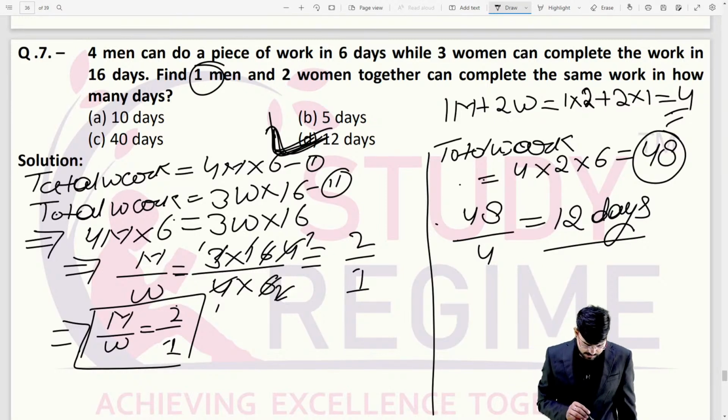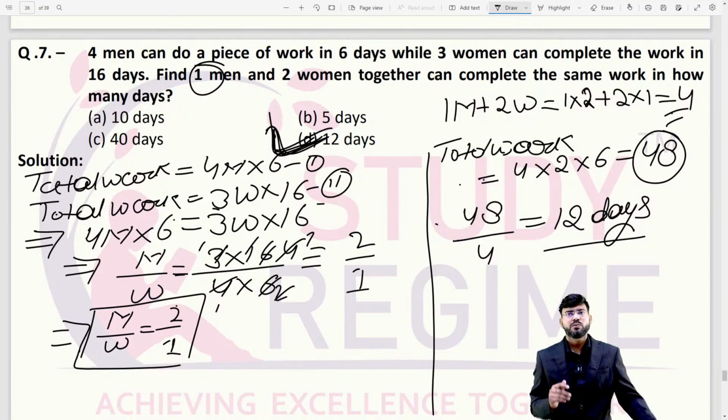Okay, I will revise this. See, 4 men can do a piece of work in 6 days, so 4 men into 6 will be the total work. For the second one, it is 6 days into 3 women. 3 women can complete the work in 16 days, so I have again multiplied 3 women into 16 days. The total work I have equated. I have found the ratio of men to women. It comes out to be 2:1.